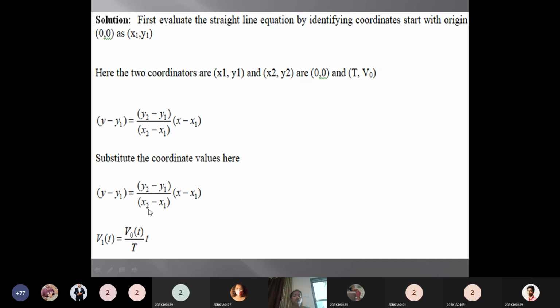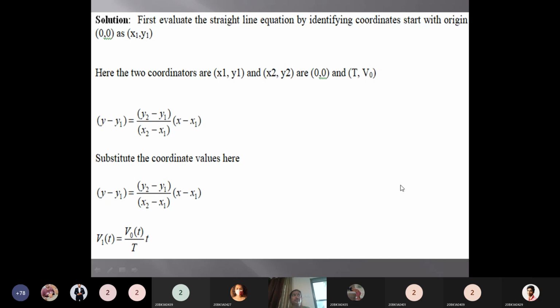Then the peak, that means y2 minus y1. y1 is 0 again. What is y2? V0 of t. I have given it here as v0, but in the time domain representation I'm representing it as a function of t. So v0 of t divided by x2 minus x1. x1 is 0, x2 is T. So capital T we have in the denominator, into x minus x1, and x minus x1 is 0.